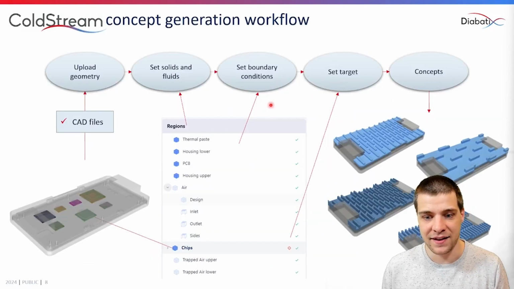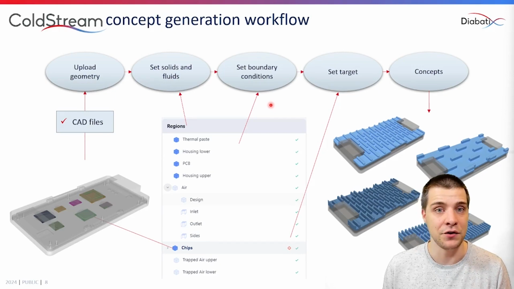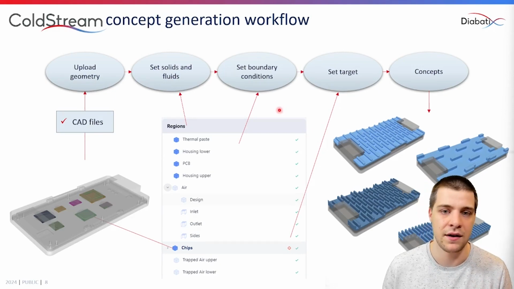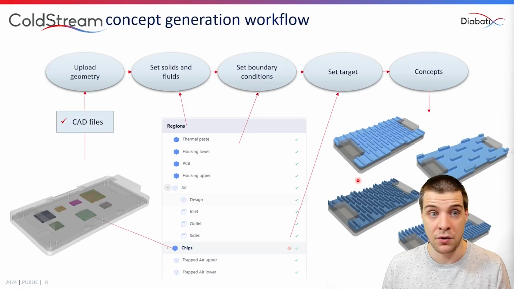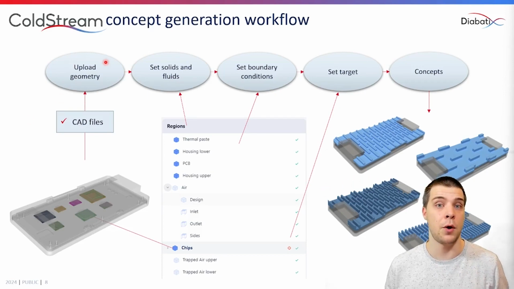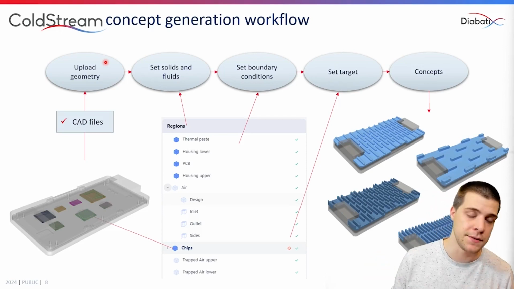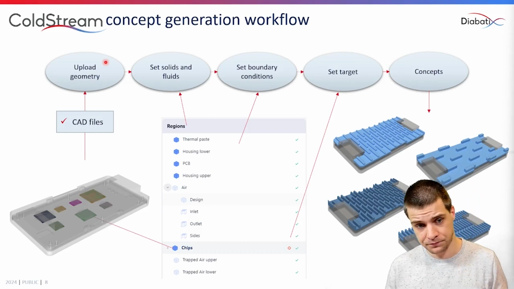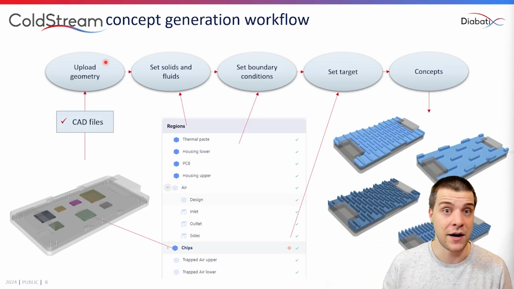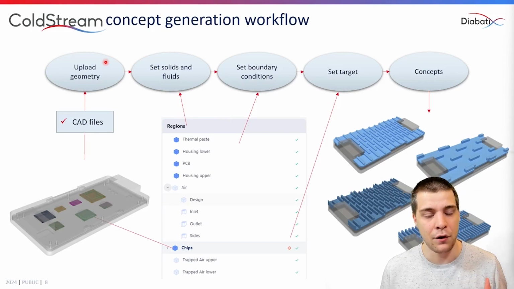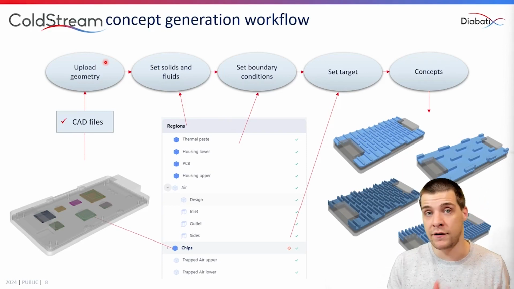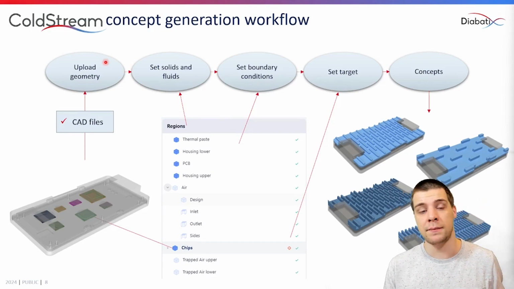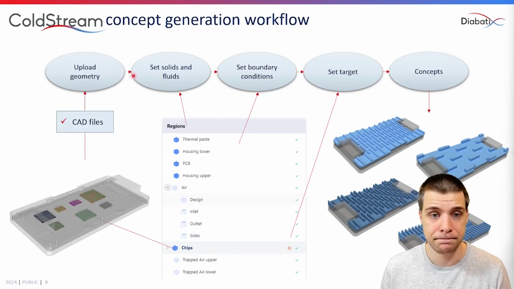You might think it's very difficult to do, but not at all. In our software, it only takes a couple of steps. The first step is always to upload the geometry, so your PCB, the layout of the chips, the thermal pastes that connect the chips to the housing. All that needs to be prepared beforehand in your favorite CAD environment. You export it to STEP and you upload it to Coldstream.